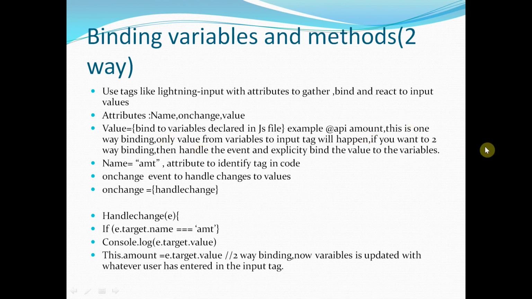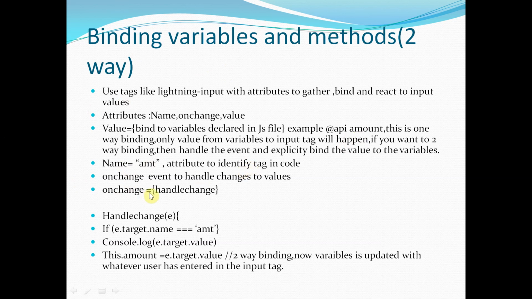But this is only one-way binding. If you want two-way binding, you have to handle the event and explicitly bind the value to the variables. One way will transmit the value, but it is not going to hold the value for you. It will show the value, but if you make a change to it, the api value or @track value will not store the changes.